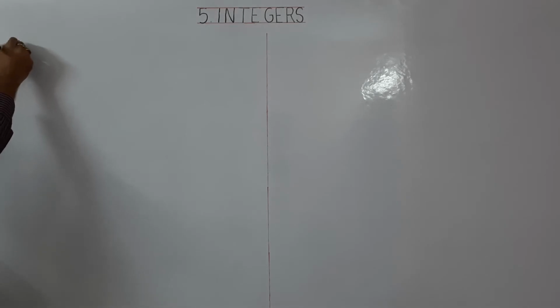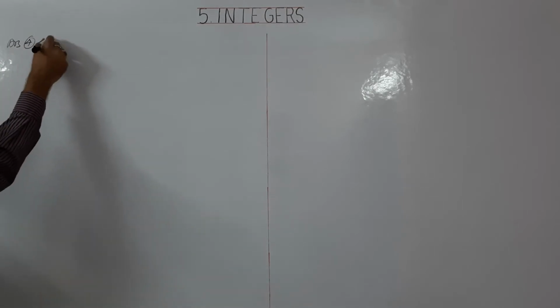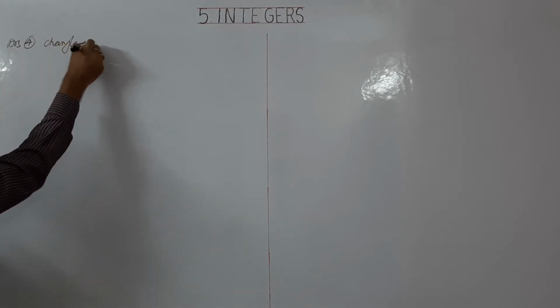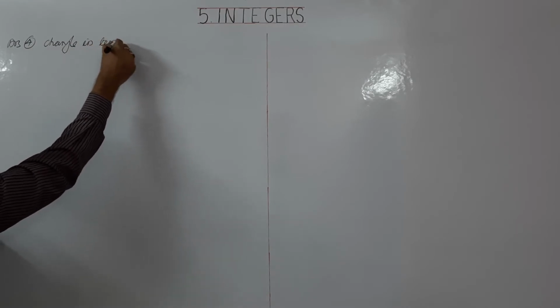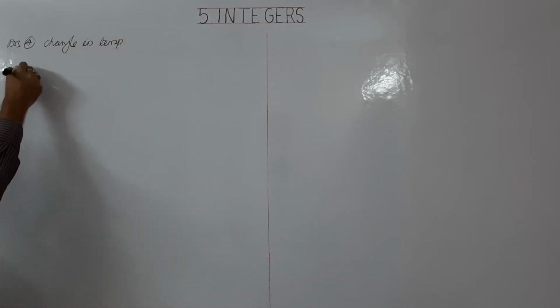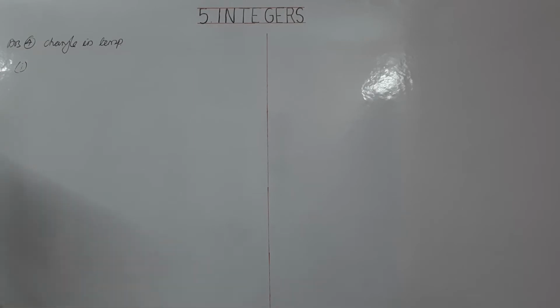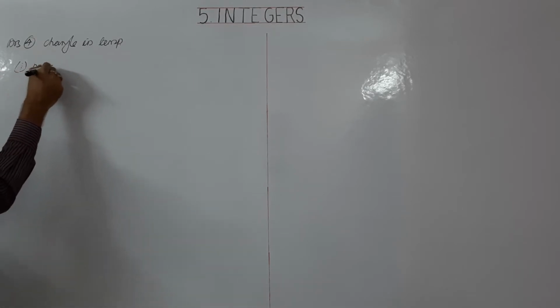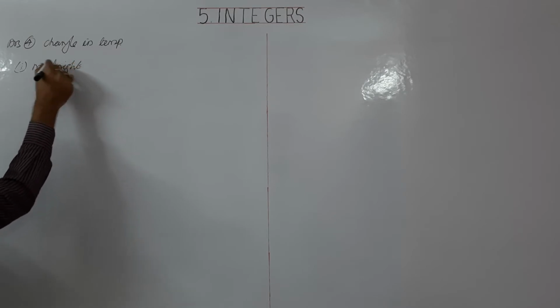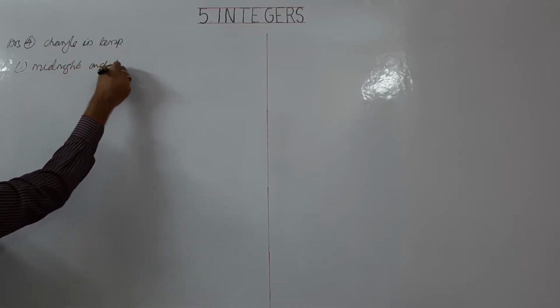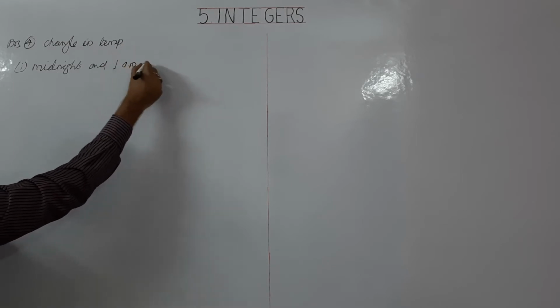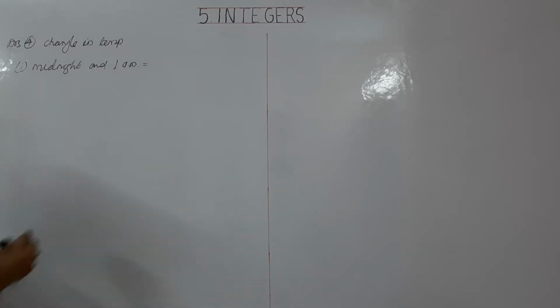So answer number 4, change in temperature. So for the first hour, between midnight and 1 a.m., the change in temperature was 3 degrees negative. Why? Because there is a drop in temperature.